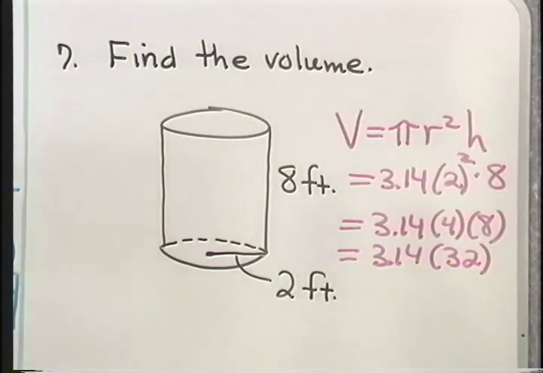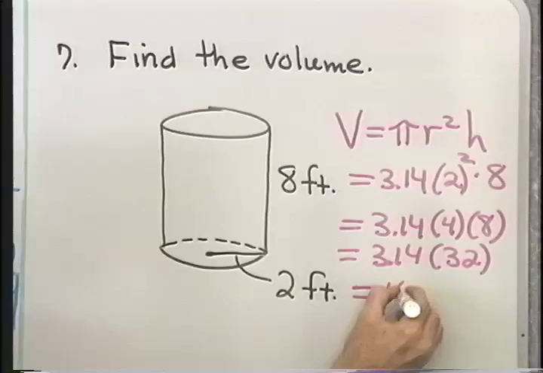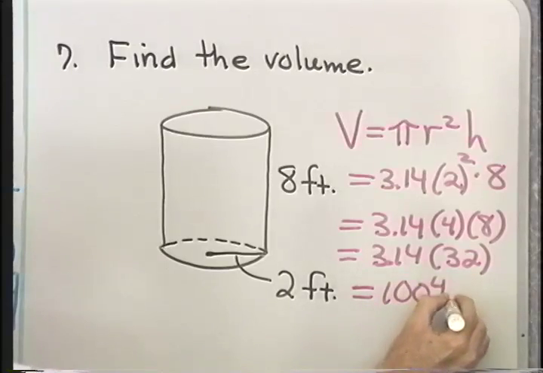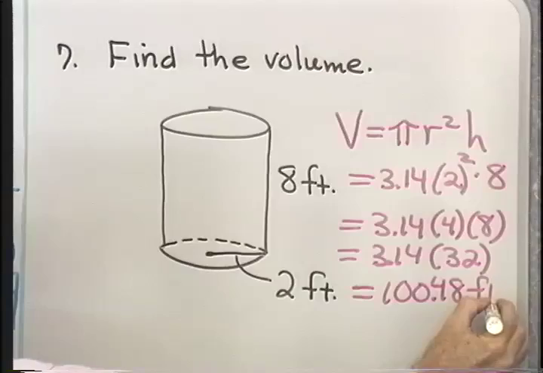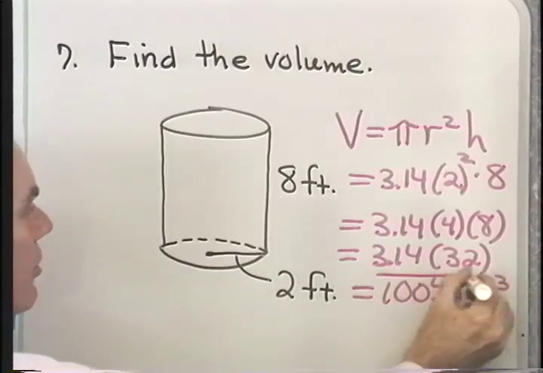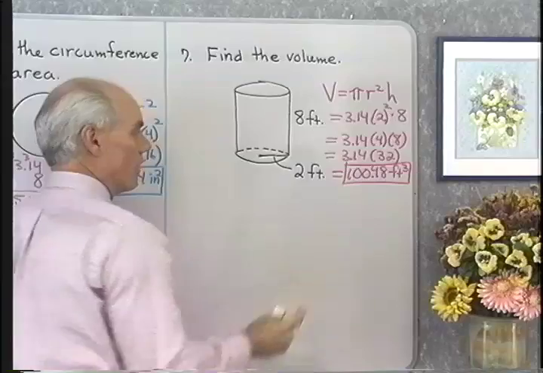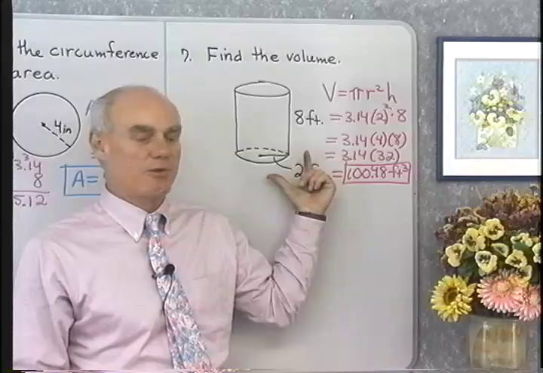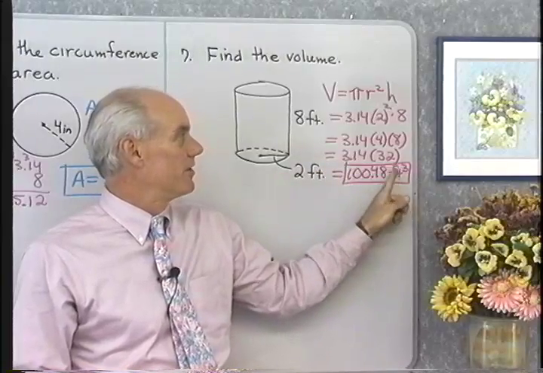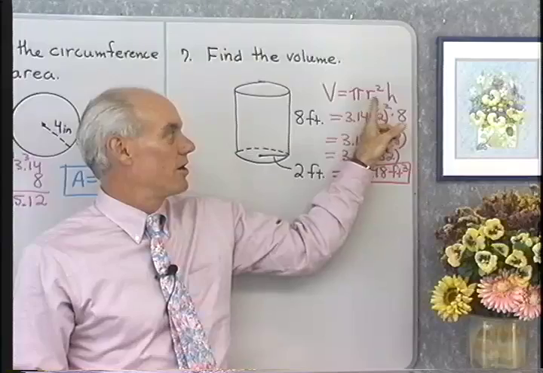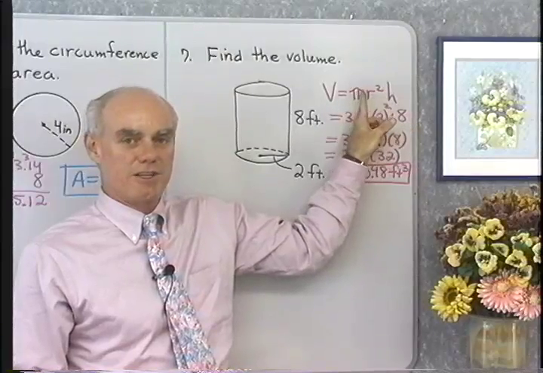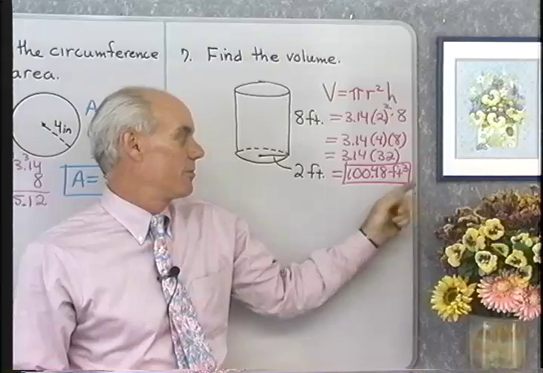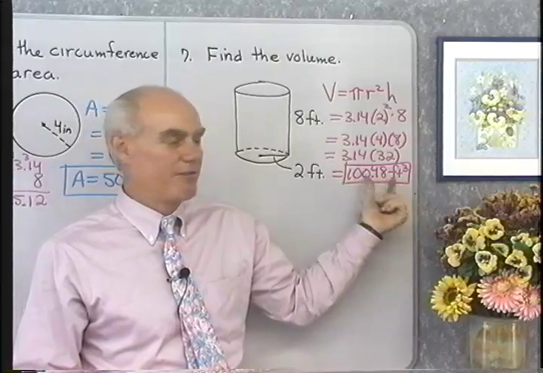So 3.14 times 32, that comes out, and again I multiplied it out already, 100.48, and it's feet to the third power, cubic feet. So 100.48 cubic feet for the capacity of this cylinder right here. Now you can see it's going to be cubic feet because I'm going to have feet squared here times feet over here, so that's feet times feet times feet, or feet to the third power. So 100.48 feet cubed.